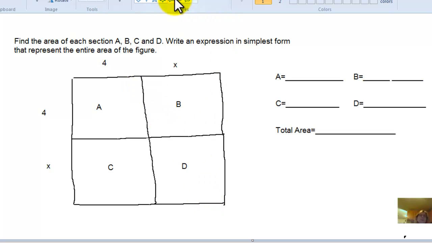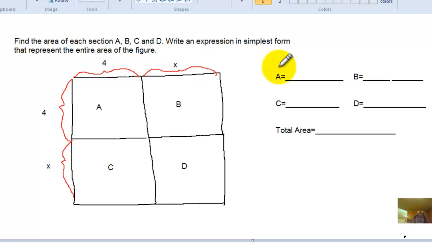So in this case, what they're giving you is the length of these little separate sections. This is 4. This little section is X. This little section is 4. And this little section is X.